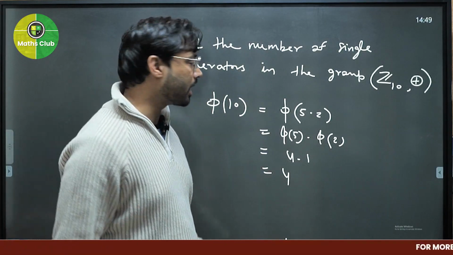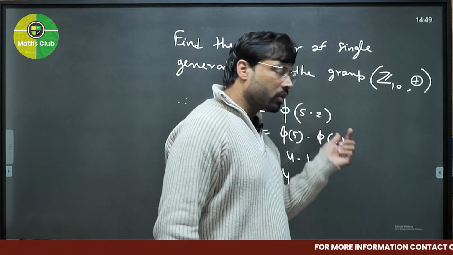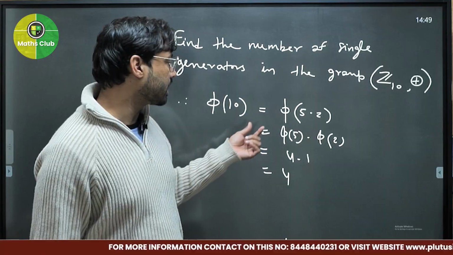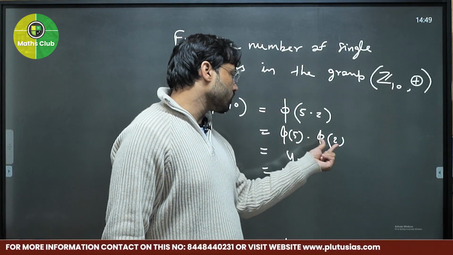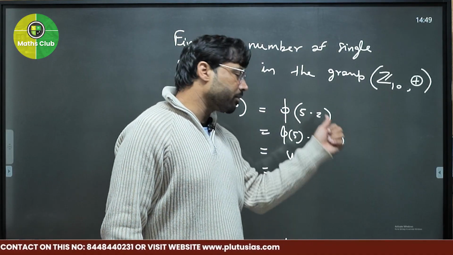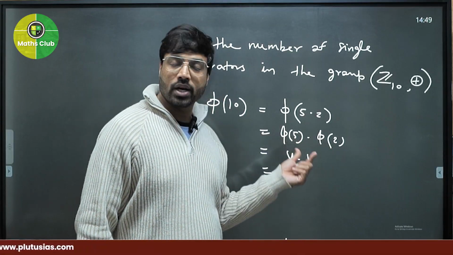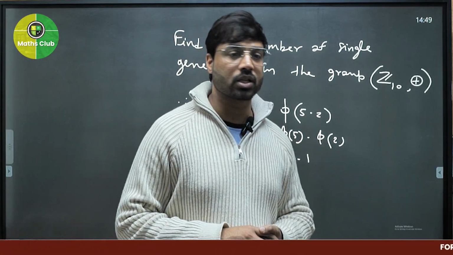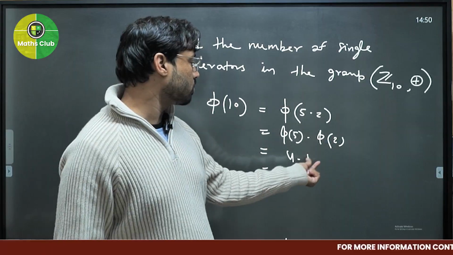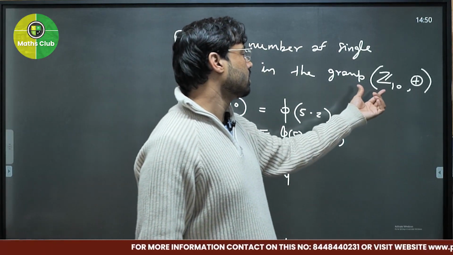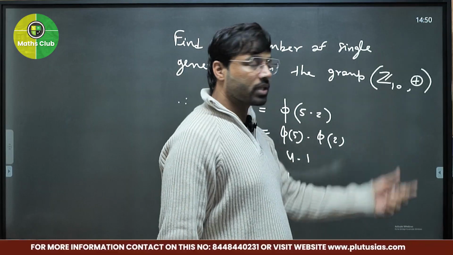We know the formula: if m1 and m2 are co-prime, then phi is multiplicative, and you can write phi of m1 m2 as phi m1 into phi m2. Here both are prime numbers p1 and p2, so directly we can write phi p1 into phi p2, and we know the formula phi p equals p minus 1. So directly 5 minus 1, 2 minus 1, that means 4. So there are 4 single generators of this cyclic group Z10.